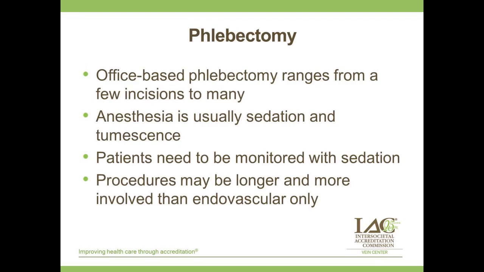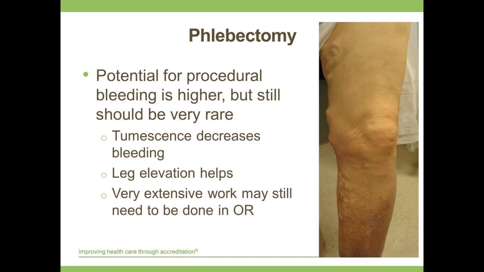Phlebectomy procedures are generally longer and more involved than endovenous ablation or sclerotherapy, and so proper precautions need to be taken to make sure patients are safe and comfortable throughout the entire procedure. When phlebectomies are performed, there is the potential for procedural bleeding, but this should be very rare. Tumescence decreases bleeding, and so liberal use of tumescence for phlebectomy is encouraged. Leg elevation helps decrease any bleeding during the procedure, and very extensive work may still need to be done in the OR where better lighting, suction, and resources are more available.